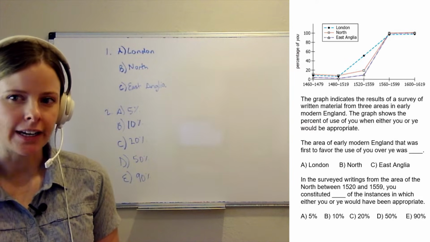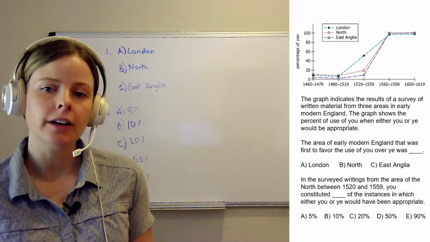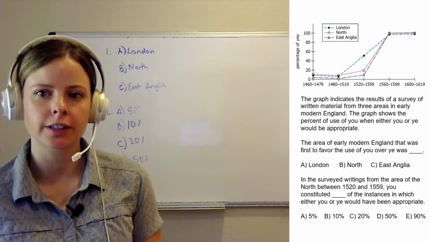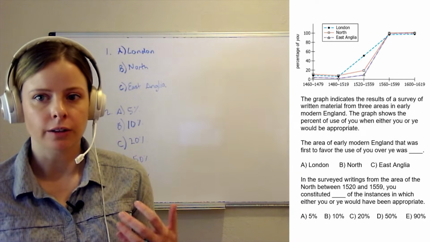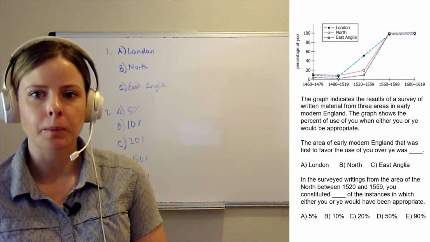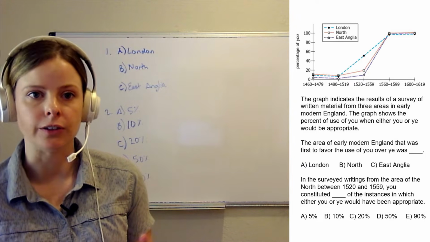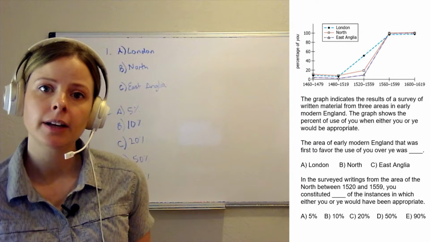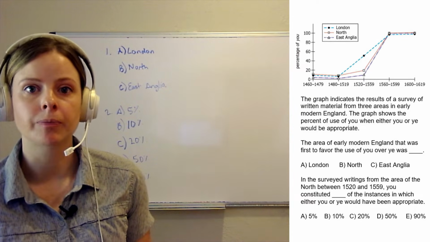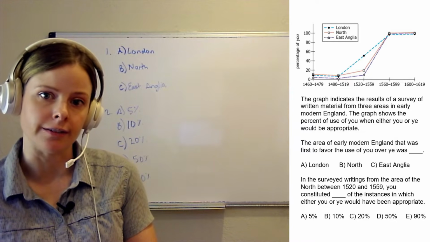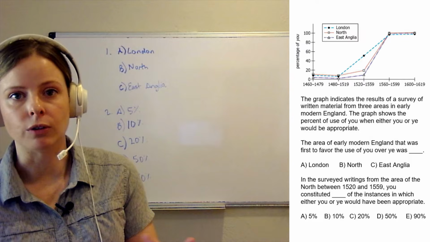All right, let's go ahead and talk through these two questions. So the first question asks, the area of early modern England that was first to favor the use of you over ye was London, the North, or East Anglia? Which one? So here I'm looking at first to favor the use of you over ye. What does that mean? Well, that means that you're more likely to use you when you could use either. In other words, that percentage of you should be above 50% if you're favoring you over ye.